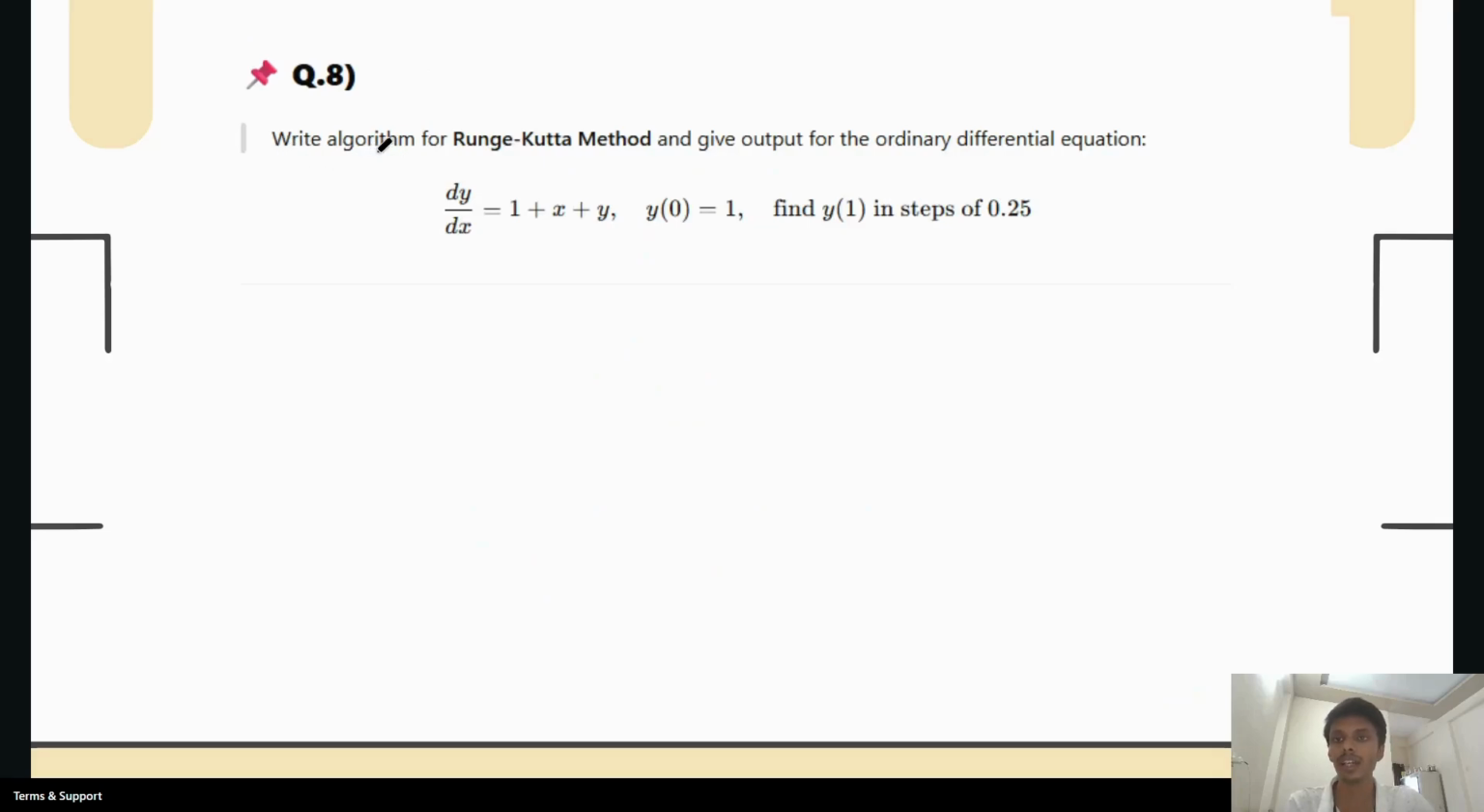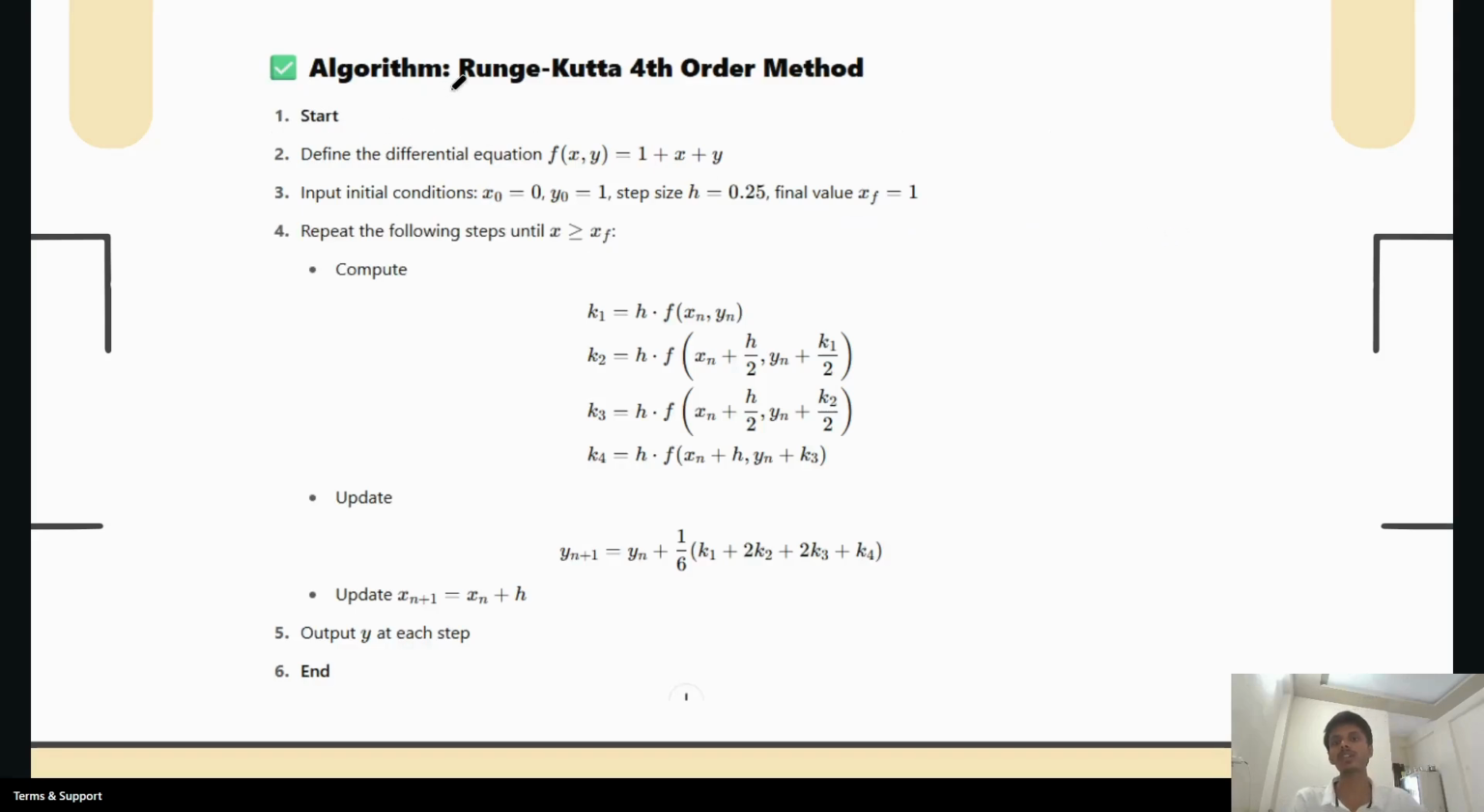Question number 8: write an algorithm for the Runge-Kutta method and give output for ordinary differential equations. We are given a differential equation dy by dx equals 1 plus x plus y, in which y0 is equal to 1, and we have to find y1 in steps of 0.25. The algorithm for the Runge-Kutta method is: define the differential equation f of x, y equals 1 plus x plus y. Input initial conditions x0 equals 0, y0 equals 1, and step size 0.25.